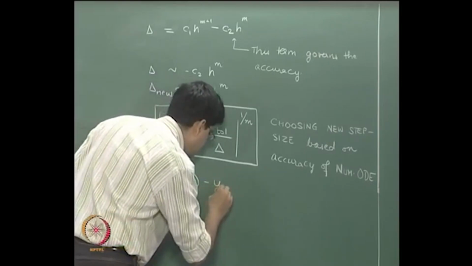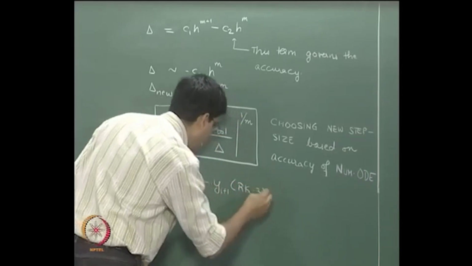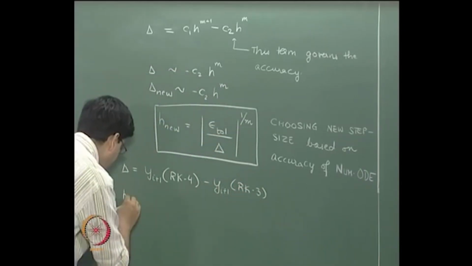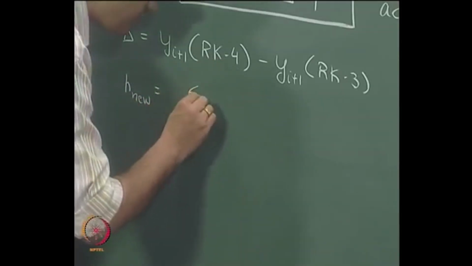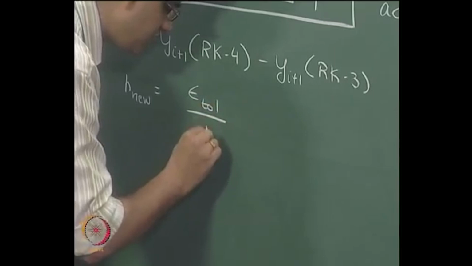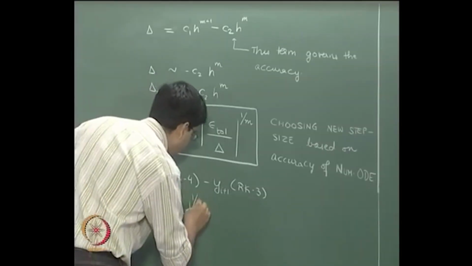RK4 minus y_{i+1} RK3, then h_new is going to be equal to epsilon tol divided by delta, absolute value of that, to the power 1 by 4.